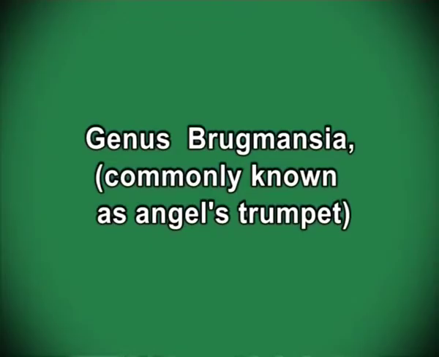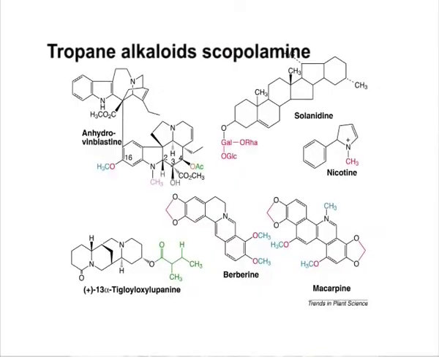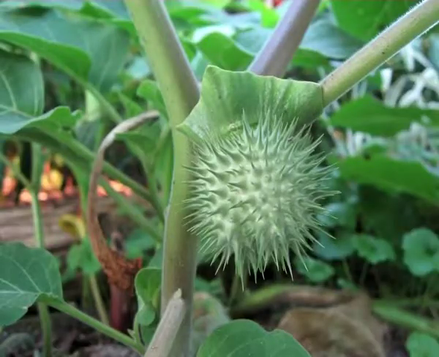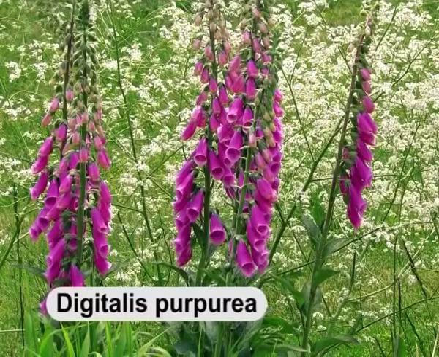Genus Brugmansia, commonly known as angel's trumpet. All parts of all plants in this genus contain the tropane alkaloids, scopolamine and atropine, often fatal. These plants are closely related to and were once grouped with members of the Datura genus, which contain the same deadly alkaloids.